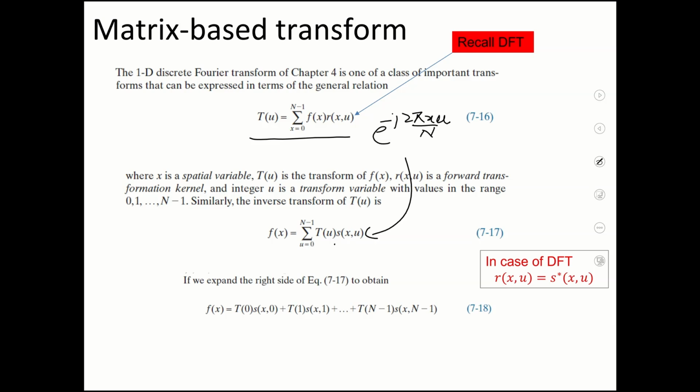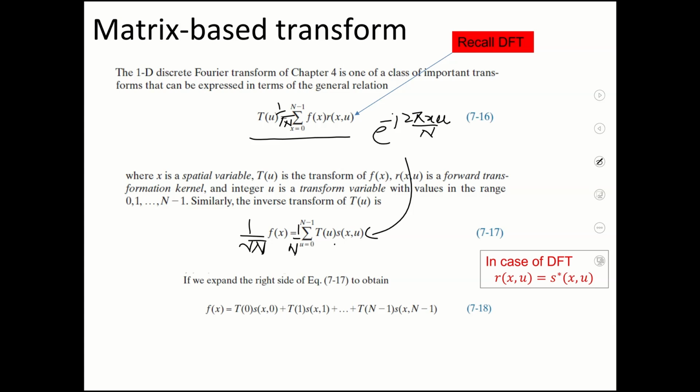Fine. Sometimes we also write 1 over N here, or in some of the books, and even in this chapter, instead of this, the forward term is multiplied by 1 over the square root of N, and the inverse is again multiplied by 1 over the square root of N, just to make sure that both use the same factor. So don't confuse yourself. You can use any of these. I have no problem, so don't confuse yourself if you see this or this.